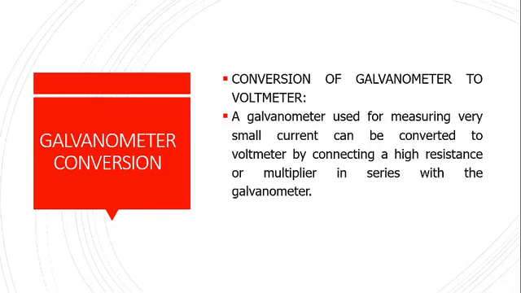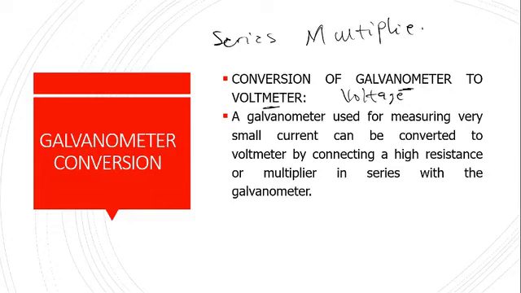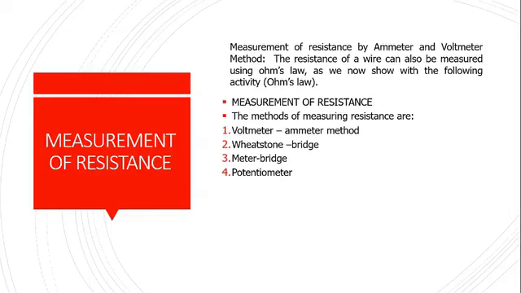Alright, now when we convert a galvanometer to a voltmeter, we can use it to measure potential difference or voltage. We do this by connecting it in series with a multiplier. A multiplier is a high resistor, a high resistance material, a resistor that has a very high value. We connect the galvanometer in series with the multiplier and we use it to measure voltage.